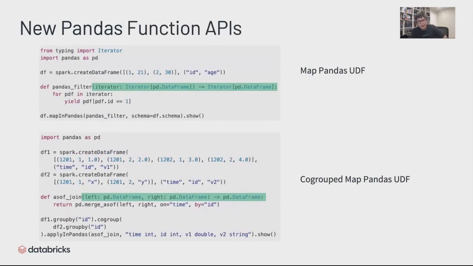However, you cannot use the pandas function APIs with this column instance. Here are two examples: the map pandas function API and the group map pandas UDF API. These APIs are newly added in this release. For more information, you can read the blog post published on the Databricks website. It introduced a new type hints interface for the pandas UDF, and also gives some examples for the new pandas function APIs and the pandas UDF types.